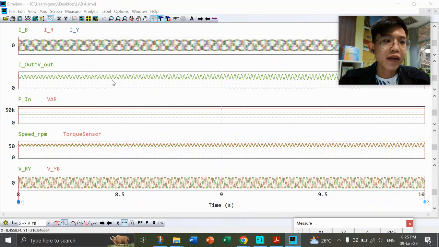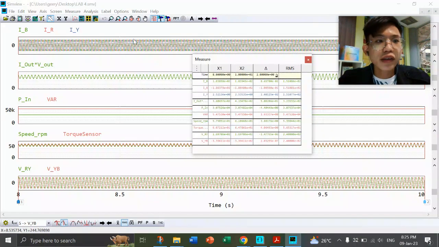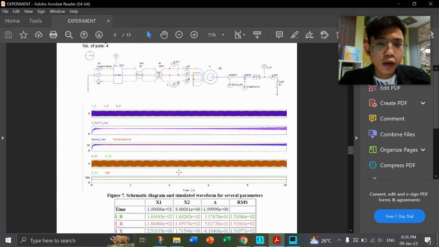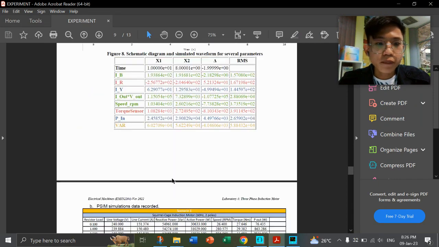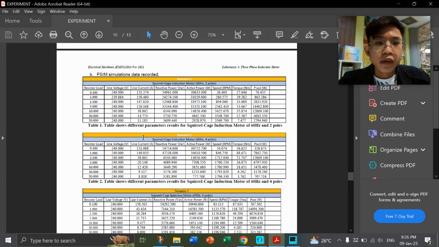So this is your line current, your output power, your V in and your reactive power, speed and torque reading, and then your line voltages. After simulating, you will get this data as shown above. After you get the data for 2 pole, 4 pole, and 6 pole, we will put it in a table to see the difference.